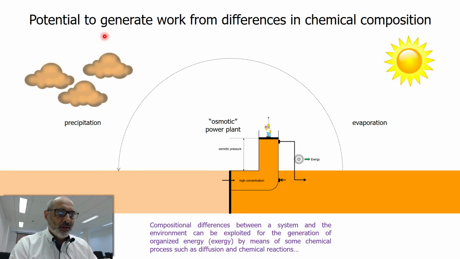I showed you last class what we call the osmotic power plant or osmotic elevator, which was run simply due to a difference in concentration. You have high concentration salt water, for instance, and sweet water here, and just this difference in concentration can be used to generate power. We're going to expand this concept today to, for instance, when you have chemical reaction within the system.